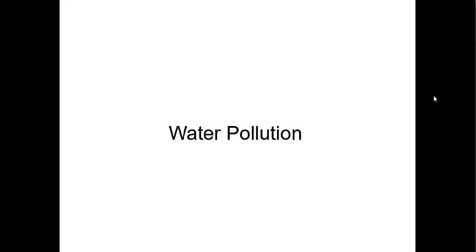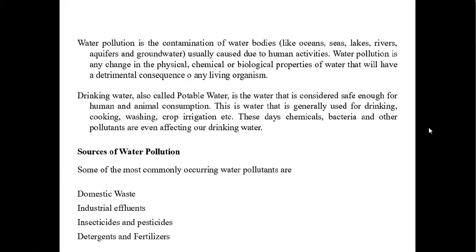Now another kind of pollution is water pollution. Water pollution is the contamination of water bodies, which is usually caused by human activities. Drinking water, also called potable water, is water considered safe enough for human and animal consumption. But these days, chemicals, bacteria, and other pollutants are even affecting our drinking water.